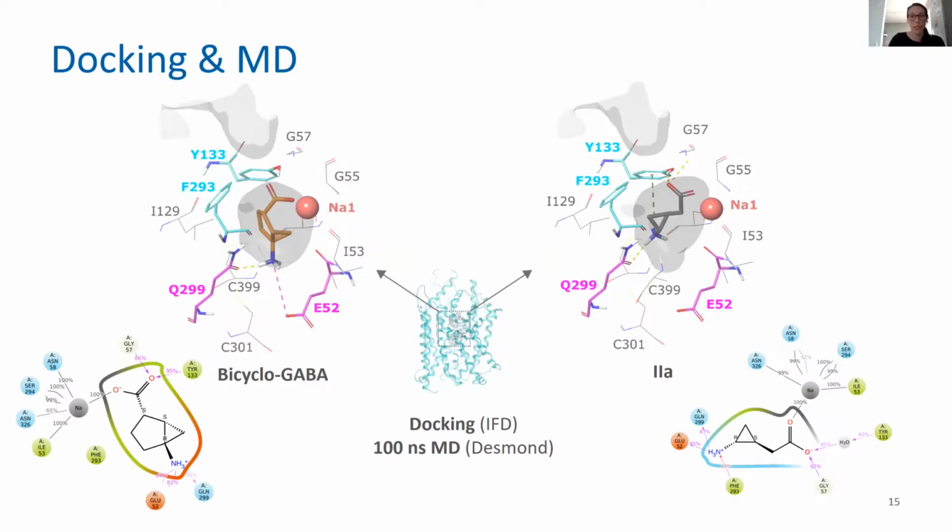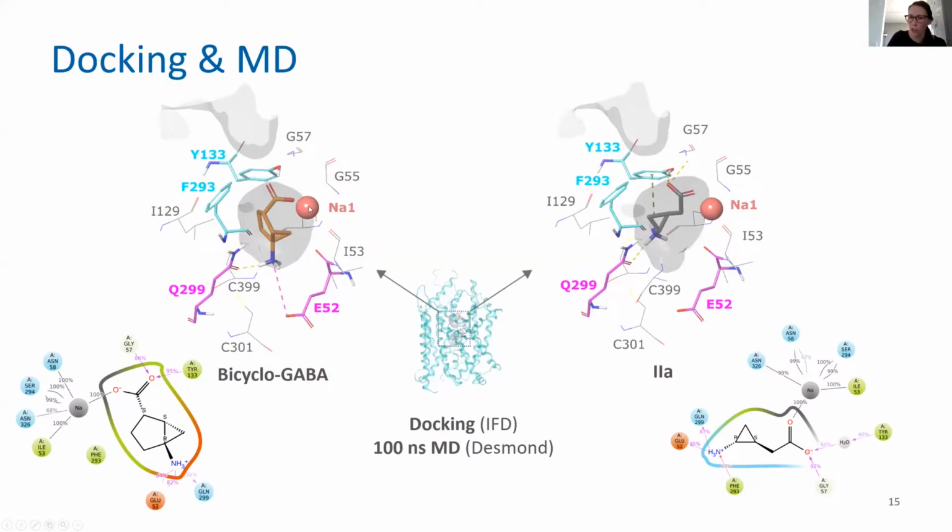And when I did the docking, I observed that there was glutamine 299, where we see some hydrogen bonding, and glutamate E52. And then, of course, I also have to mention there's this sodium ion in the pocket. This is a feature that all of the SLC6 transporters share. And we are pretty confident that our carboxy group, which is also a key feature of BGT1 inhibitors, is always coordinating the sodium ion.